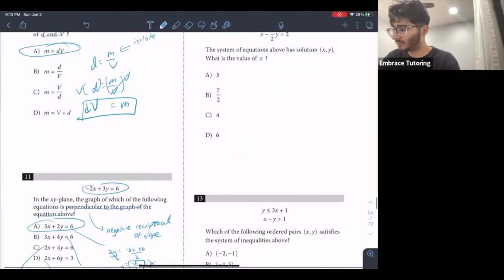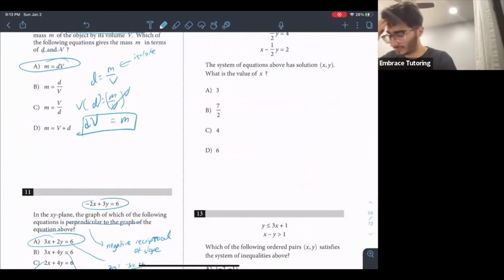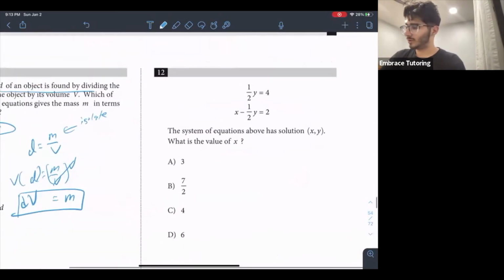So that's how you do this problem. You just have to make sure what perpendicular means in terms of lines. It would be the negative reciprocal. Parallel would be the same slope, and then just compare it with the slopes of the other choices.